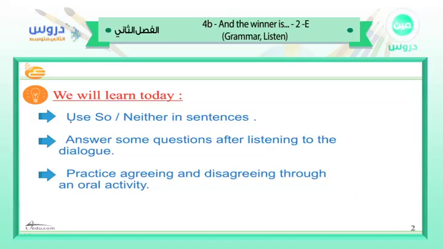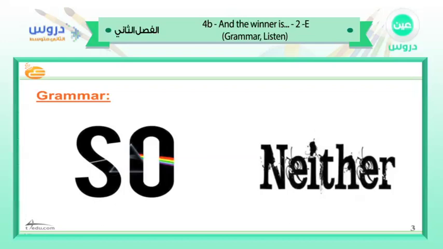Start, everybody. What we are going to learn today. We are going to use so and neither in sentences. Then we're going to answer some questions after listening to the dialogue. After that, we are going to practice agreeing and disagreeing through an oral activity. Are you ready? So and neither. What is the difference between so and neither?